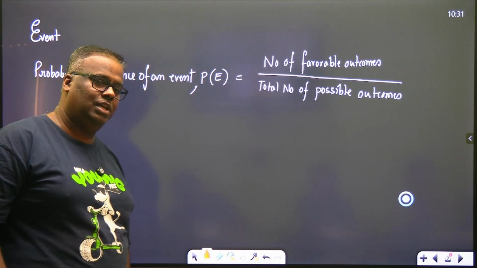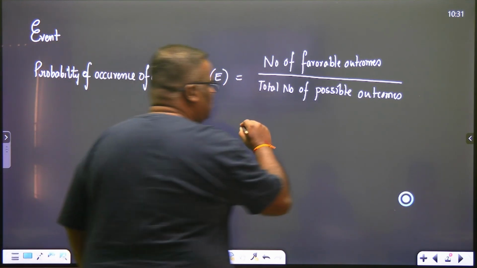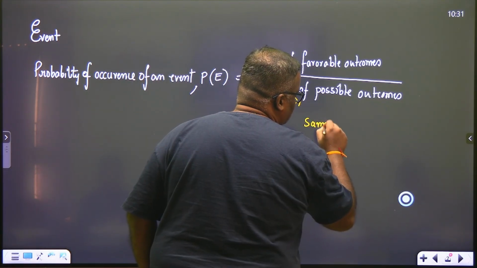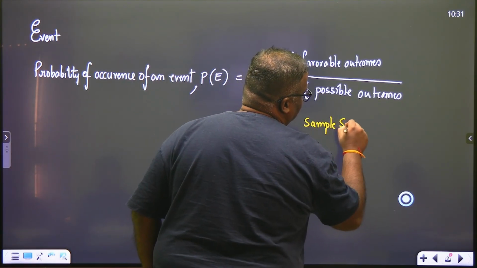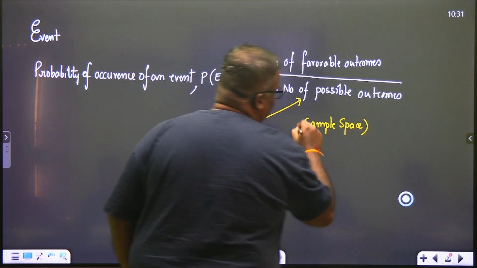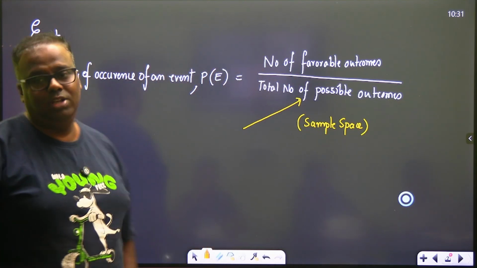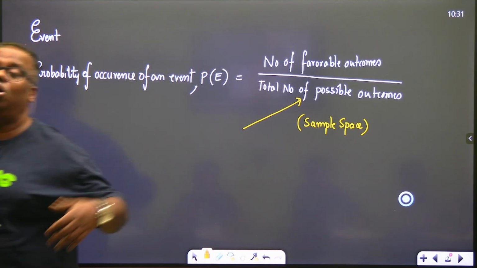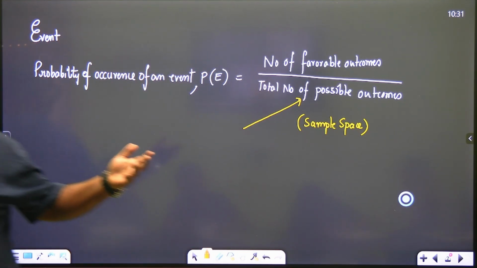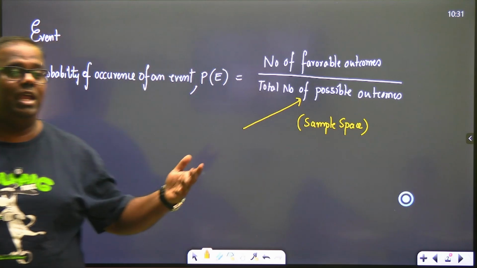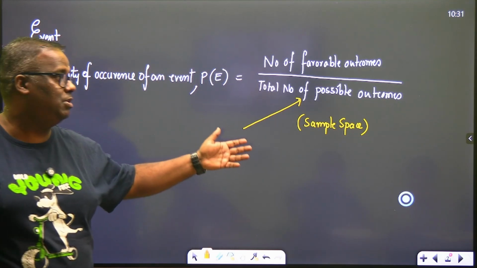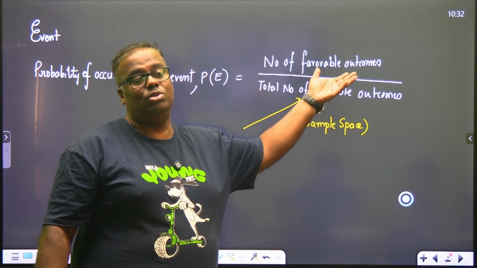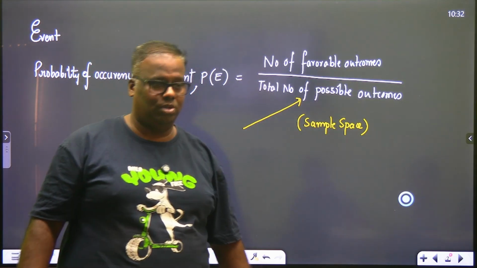Are we done writing? Total number of possible outcomes is nothing but your sample space. What was sample space? If you have not revised last class or you have not seen the videos, then you will get stuck. Sample space contains all the possible outcomes. Like if we're tossing a coin, head, tail, everything is there inside the sample space.